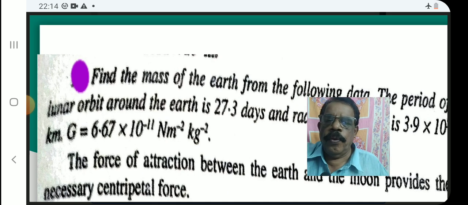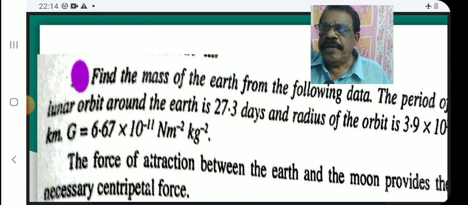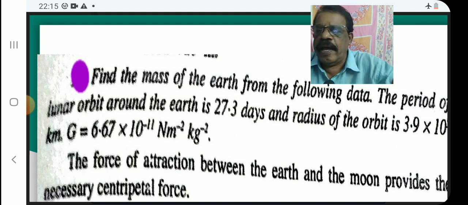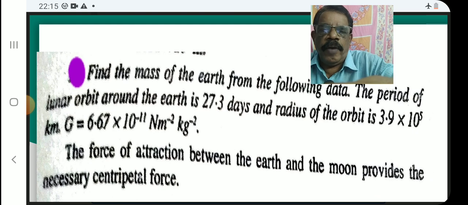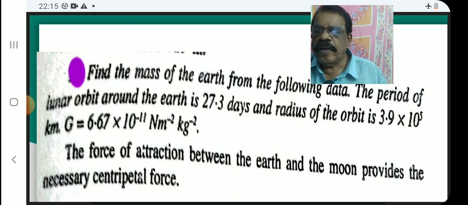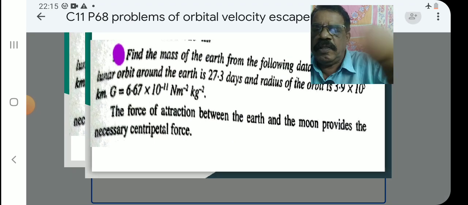The period of lunar orbit, the Moon revolving around Earth, is 27.3 days and radius of orbit is 3.9 into 10⁵ kilometer. G is given. The force of attraction between Earth and the Moon provides the necessary centripetal force.